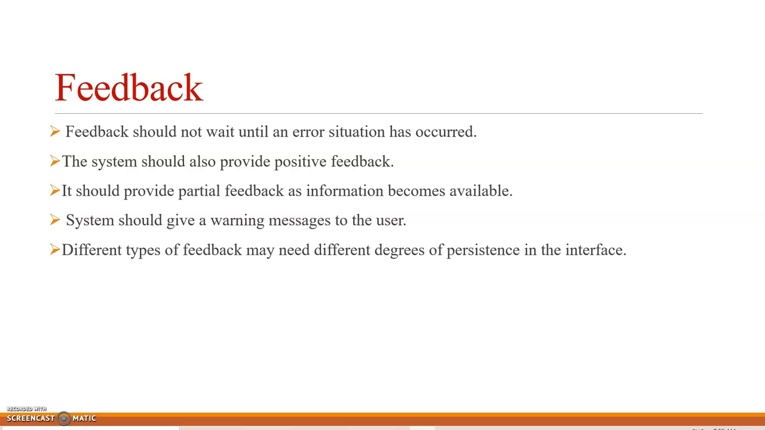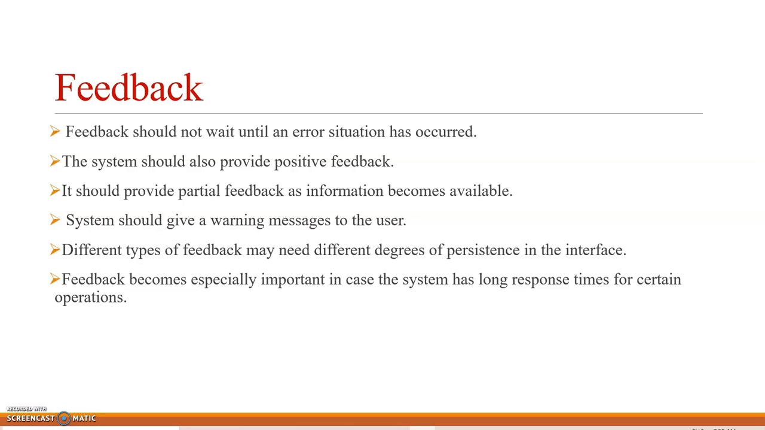Different types of feedback may need a different degree of persistence in the interface. We have to introduce this feedback at different levels. For example, feedback is only relevant for the duration of a certain phenomenon. It is not going to appear for a long time, only for the given time itself. Feedback becomes especially important in case the system has a long response time for a certain operation. So that's what I said: if I have 10 fields, then the feedback should be given at each field itself instead of at the end, so that the response time is going to vary.